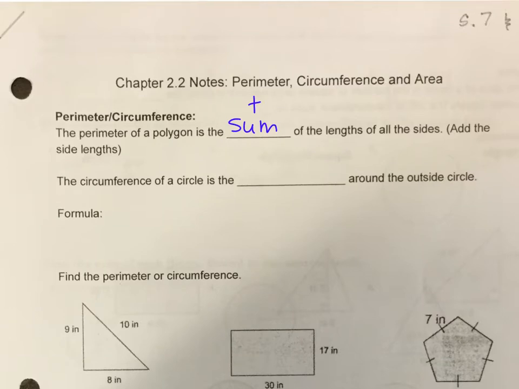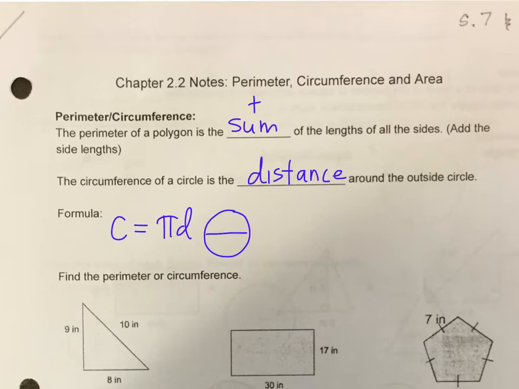To get circumference: the circumference of a circle is the distance around the outside of a circle. So the formula for circumference is C equals pi d, and that d stands for diameter, and that's when the line goes all the way across the circle.